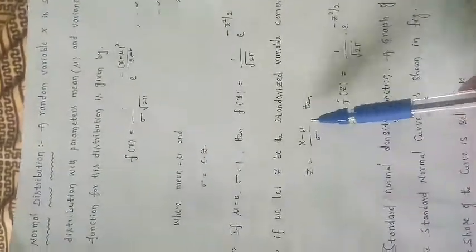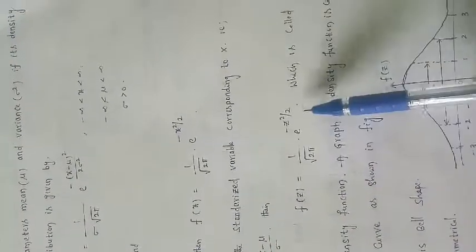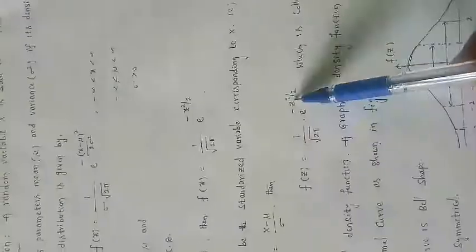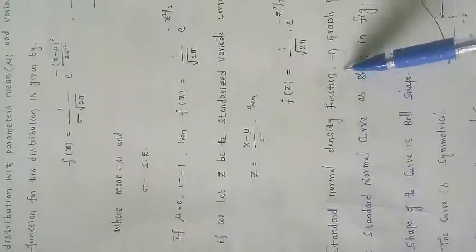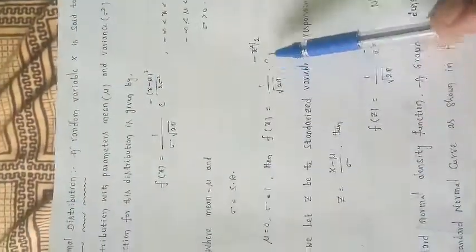Okay, next let z be the standardized variable corresponding to x, meaning we are replacing the x value with z. Then z can be written as x minus mu by sigma. Then f of z is equal to 1 by root 2 pi e power minus z square by 2, which is called the standard normal density function. A graph of the density function is called the standard normal curve. When you replace this x value with z, this is called the standard normal density function.